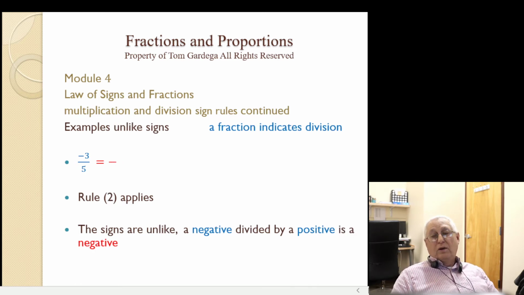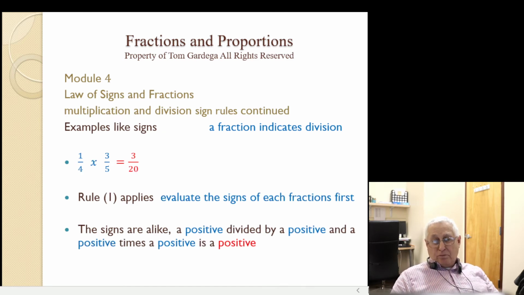Rule 2. Negative 3 divided by a positive 5. The result has to be negative because a negative divided by a positive is negative. Here we have a positive divided by a negative. The result has to be negative because positive divided by a negative is negative.